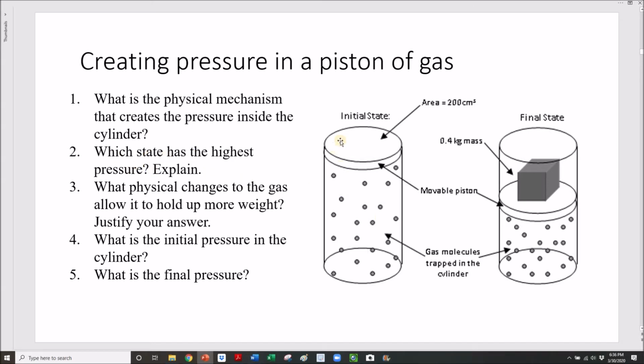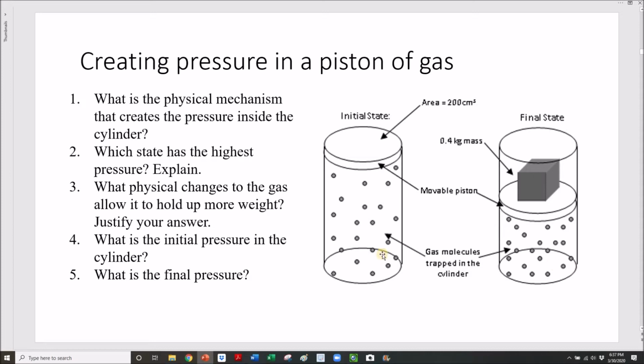Which state has the higher pressure, the initial state or the final state? Well, I think we would all guess that the final state would have more pressure inside. Okay, well, what are the physical changes to the gas that allow it to hold up more weight? Why is this able to hold up this weight?